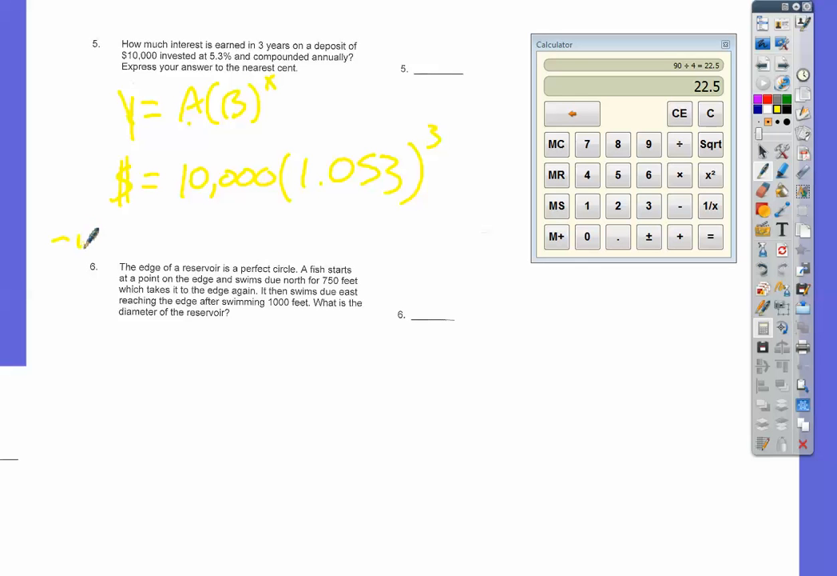You do that on a graphing calculator, and then you'll find out how much total money you have, and then you just subtract out the 10,000, the amount that you invested, and you get how much you've earned.